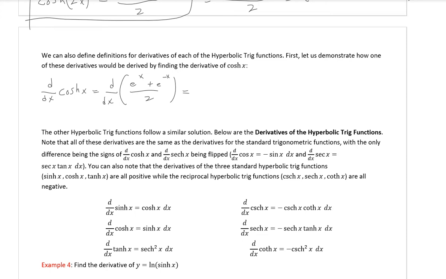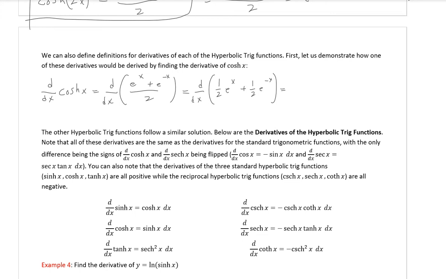Well, if I take the derivative of each of these, that over 2 doesn't really matter. You could treat that as a coefficient on each of them. You could treat this as the derivative of 1/2 e to the x plus 1/2 e to the negative x. So the coefficients don't really matter too much. And what you get is a derivative of each.